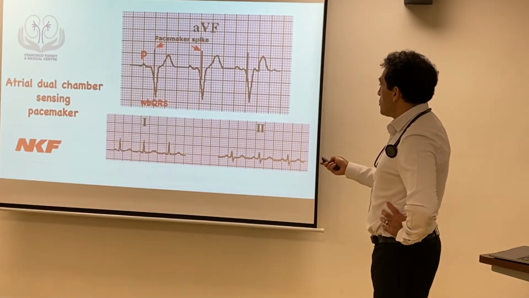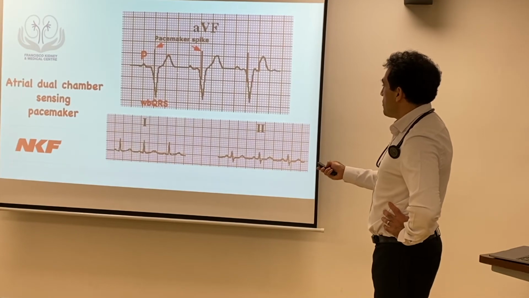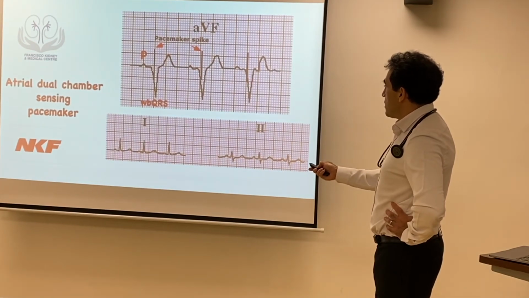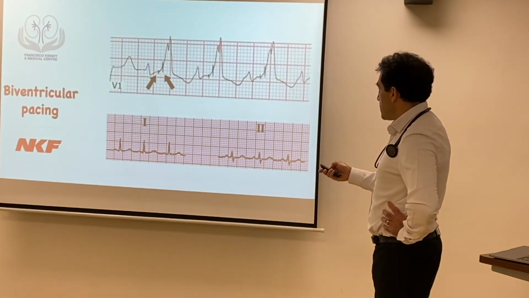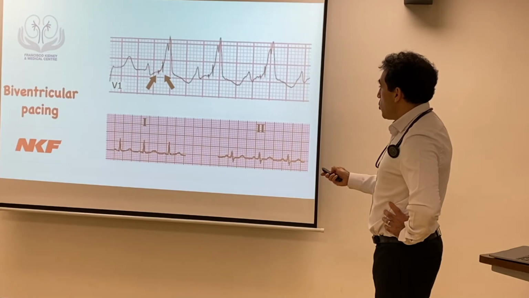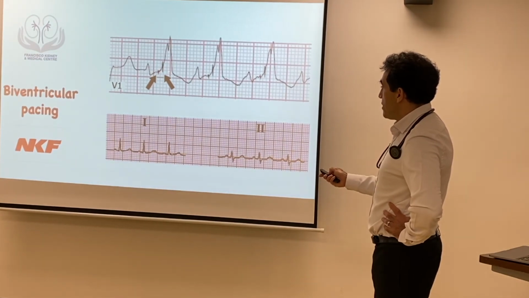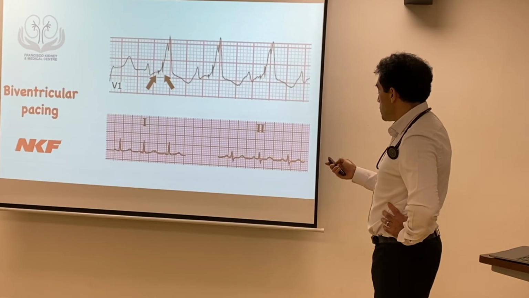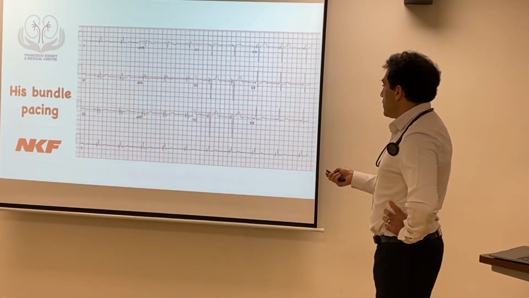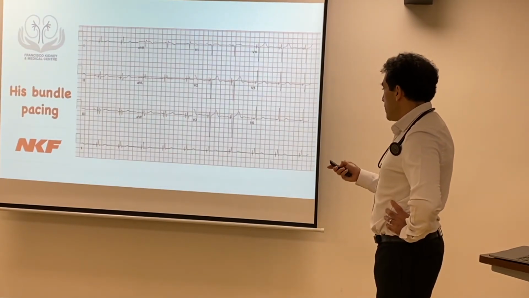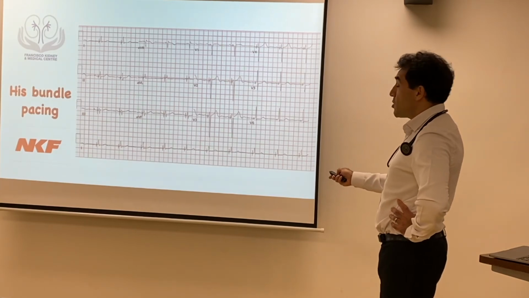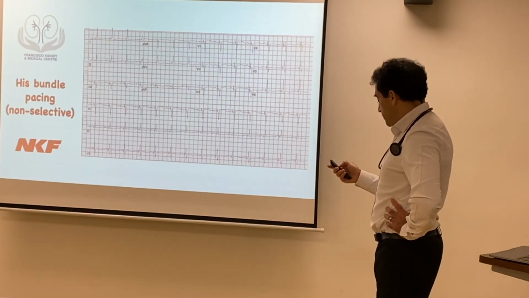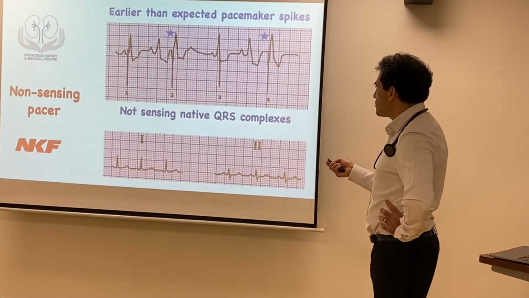This is also a dual pacemaker, but it's firing in the ventricle here. Biventricular pacing here, there is a firing in each ventricle. Yeah? That's why you see two spikes there. They can also be pacing the His bundle, and that leads to a more normal appearance of the subsequent QRS complex, similar to this case.